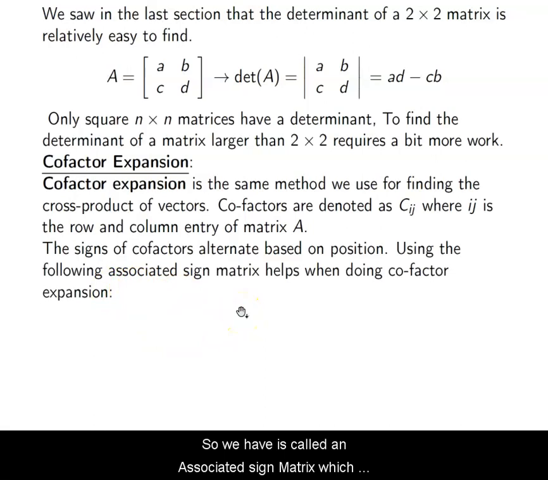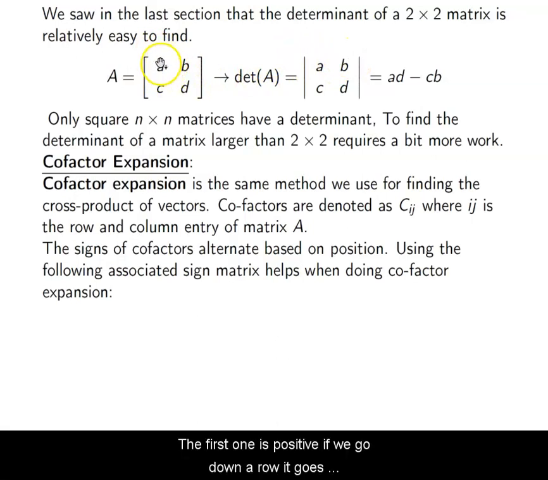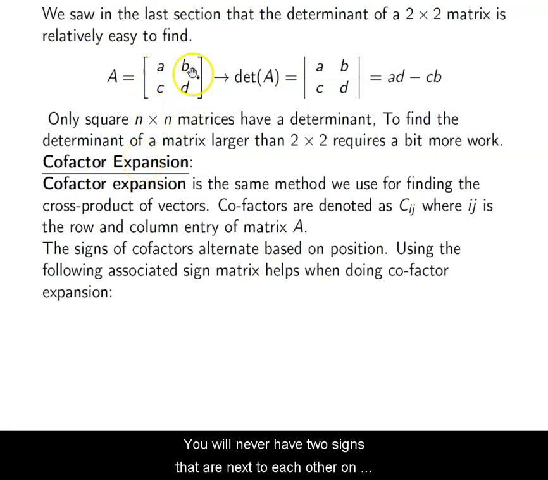So we have what's called an associated sign matrix, which helps us remember how the signs change. The first entry for cofactors is positive, and then negative, and then positive, and then negative, and so forth. The first one is positive. If we go down a row, it goes negative, positive, negative, positive. So it's just alternating in sign all the time. You will never have two of the same sign next to each other left and right, or up and down. You can diagonally, but never up and down or left and right. They're always different.